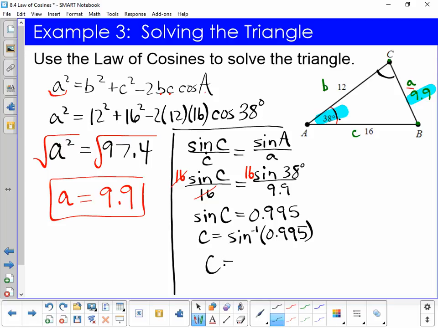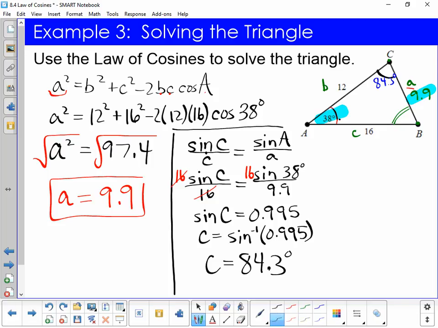So angle C is 84.3 degrees. Now we're actually almost finished here. So we have angle C, I'm going to add that to my diagram, 84.3 degrees. The only thing left to find is this angle B over here. Angle B, we can find very, very easily.